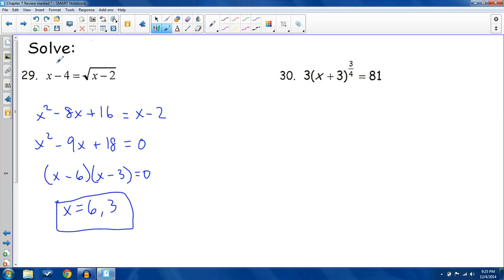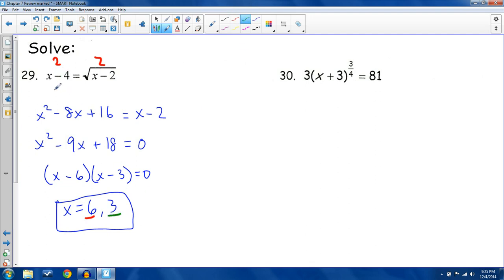6 minus 4 is 2. Let's use colors here. 6 minus 4 is 2. 6 minus 2 is 4. Square root of 4 is 2. 6 checks out. Let's try 3.